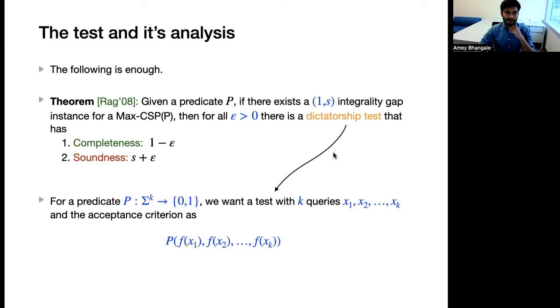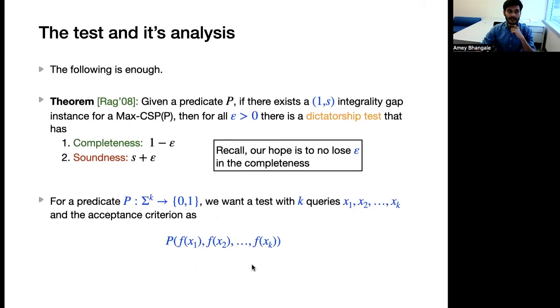Now, for a given K-ary predicate, if you want to use this dictatorship test to prove a hardness result for that predicate, one technicality is that we want the test to query K locations and decide to accept or reject based on whether these K values satisfy the predicate or not. Now, leaving that aside for now, what we are interested in is to avoid this loss of epsilon in the completeness parameter.